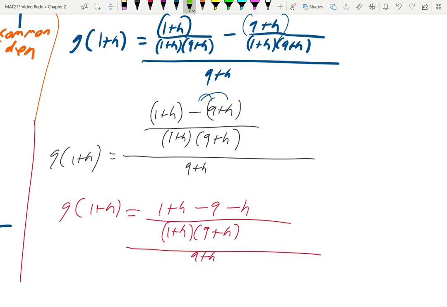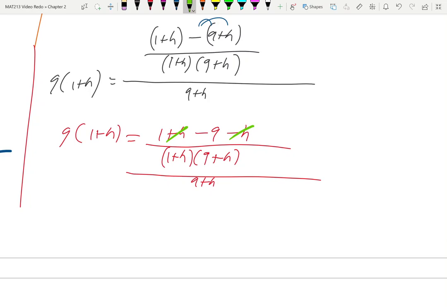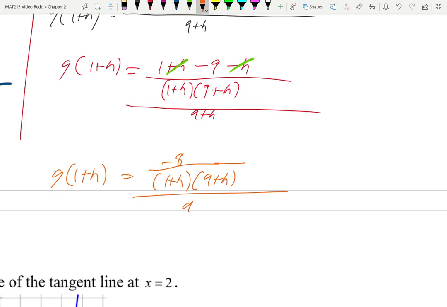All right, stopping and pausing, let's clean up that numerator just a smidge because this is kind of exciting, because you notice we have an h minus h. That's nice, because that makes 0, right? And then in the numerator I also have 1 minus 9, so that would make negative 8. Okay, so it's g of 1 plus h equals negative 8 divided by 1 plus h times 9 plus h, all divided by 9 plus h. That simplified out really nicely.